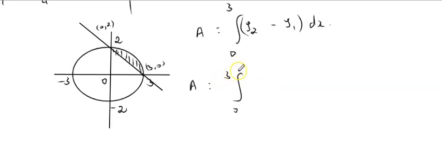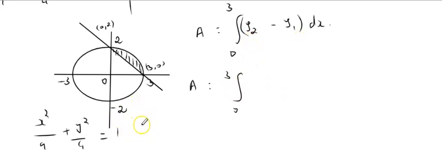Now the equation of the ellipse, I can rewrite it as x squared by 9 plus y squared by 4 is equal to 1. So I'm making the inequality an equation so that you can now substitute in the place of y2 and y1.